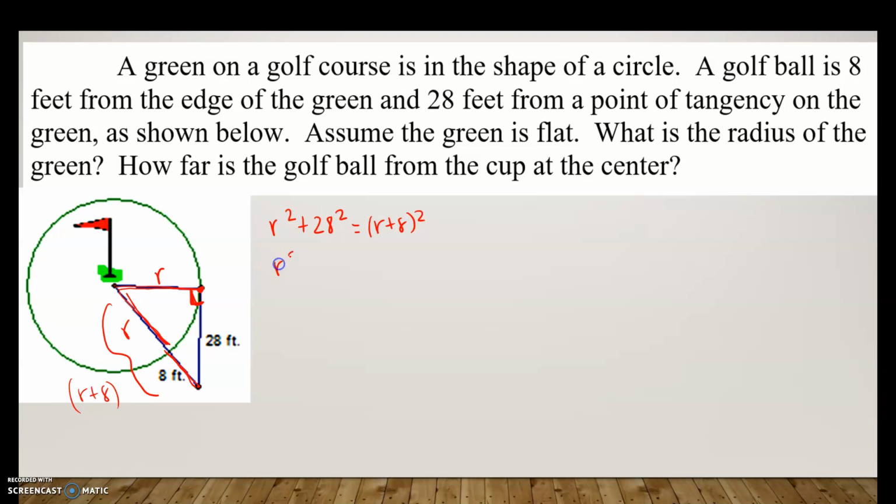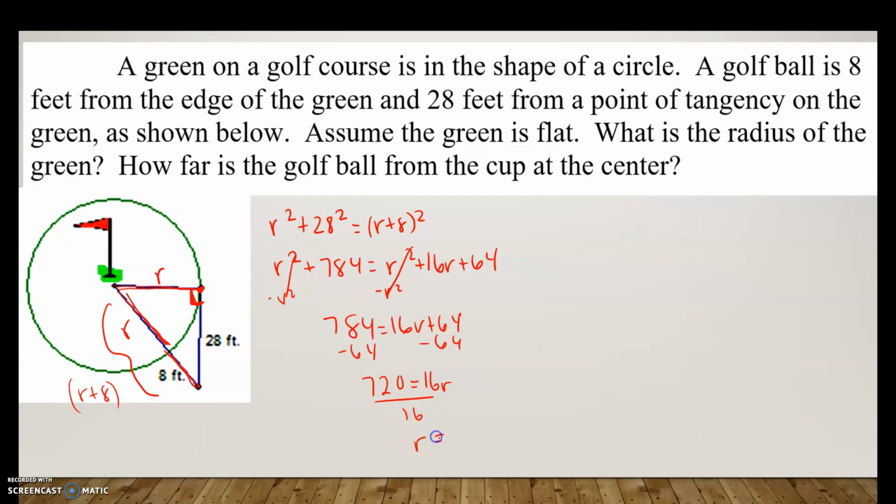So I get R squared plus 28 squared, which is 784, equal to R squared plus 16R plus 64. I'm going to subtract R squared from both sides. 784 is equal to 16R plus 64, subtracting 64 from both sides, and I get 720 is equal to 16R, which means R is equal to 45. So your radius is going to be 45.